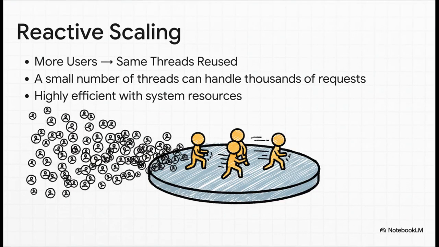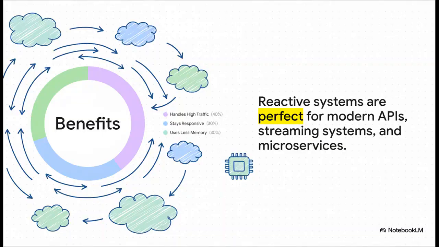But the reactive model? Oh, it's a totally different story. It scales so much more elegantly. Instead of throwing more threads at the problem, it just reuses the ones it already has more efficiently. And that means a small, fixed number of threads can handle thousands, even tens of thousands of connections without breaking a sweat. And this efficiency gives you some major real-world wins.